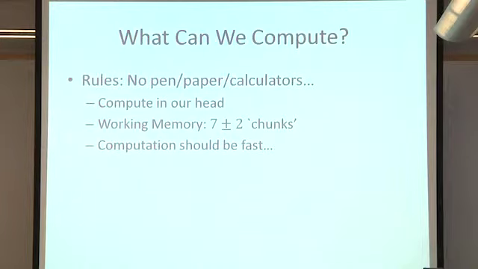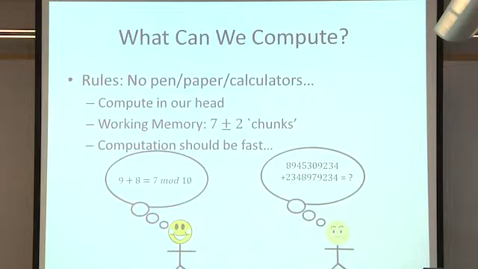So let's think a little bit more about human computation. The rules of the game are that we're not allowing pen, paper, calculators, or trusted computers. So the question is, what functions can we actually compute in our head? One of the limiting factors is that we have a small working memory. We can keep about 7 plus or minus 2 chunks of information in our brain at any given point in time. We also want functions that are relatively quick to compute, meaning that you're not going to spend hours trying to compute each digit.